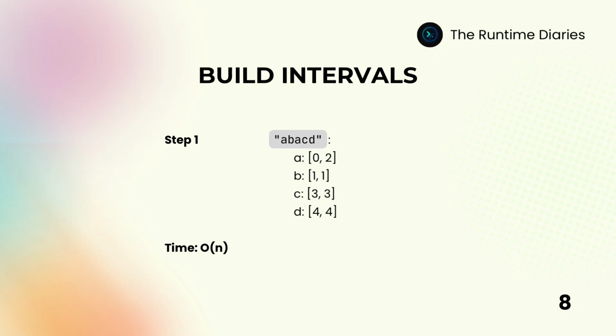At index 3, we see C, first time, so first of C equals 3 and last of C equals 3. The interval is 3, 3. At index 4, we see D. This is the first time as well for D, so first of D equals 4 and last of D equals 4. The interval is 4, 4. This takes O of n time, just one pass through the string, and now each character is represented as a segment on a number line.